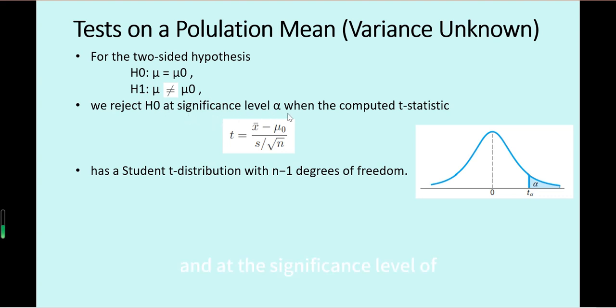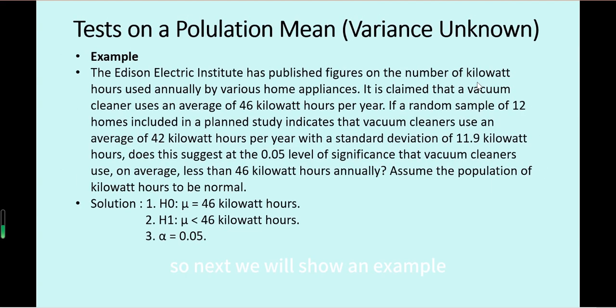This is at the significance level alpha. This area has probability alpha for the one-tailed test. For the two-sided test, this area is half alpha, and the other side also has an area of half alpha. This t alpha is called the critical value. So we will compare the t-test statistic with this critical value. Next we will show an example.